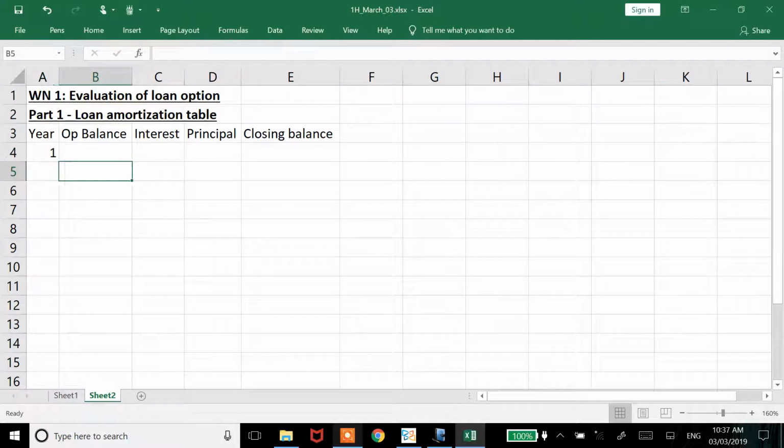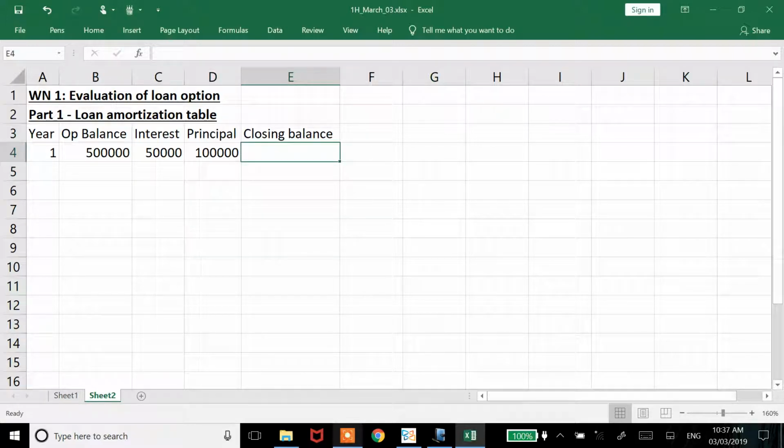What's the amount of loan we are taking? 5 lakhs. So opening balance is 5 lakhs. Interest rate is 10%, so first year 5 lakh into 0.1, 50,000. Principal is 1 lakh every year, and my closing is opening minus principal. The principal is to be paid in 5 equal installments, so 5 lakh divided by 5 is the payment. Year 1 closing balance is 4 lakhs.